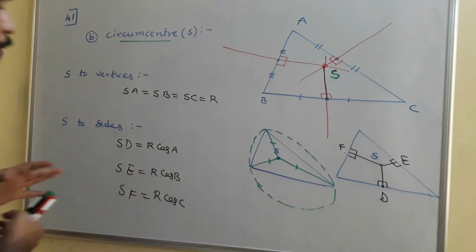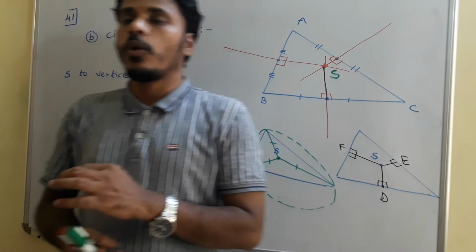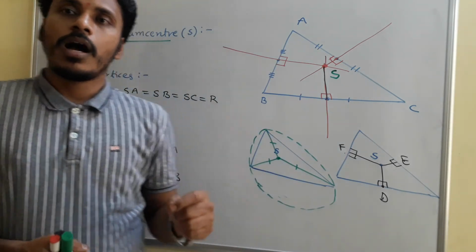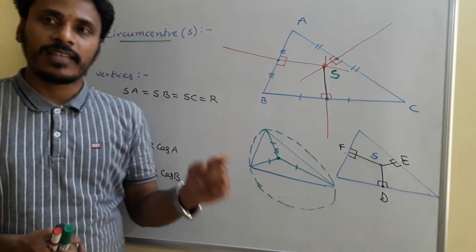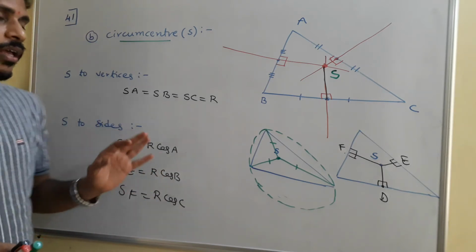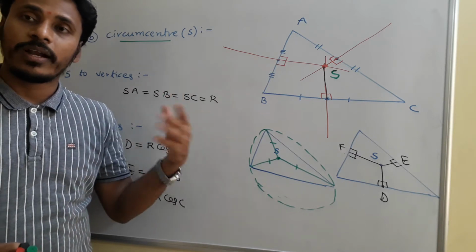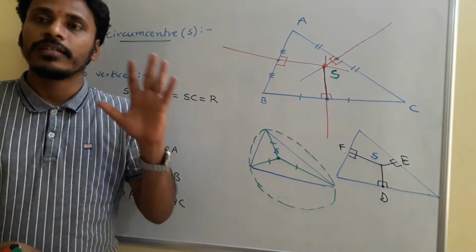So at the end you need to memorize that the distances from circumcenter to the vertices are always equal and it is R, and the distances from circumcenter to the sides are R cos A, R cos B, R cos C. Okay, that's what you need to memorize. This is about the distance from circumcenter to the vertices and circumcenter to the sides.